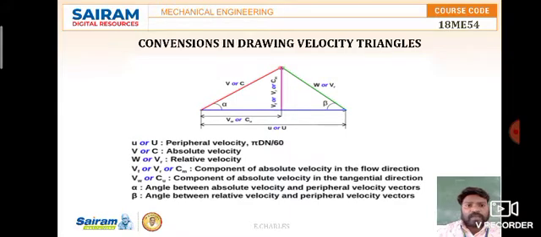Alpha is the angle between absolute velocity and peripheral velocity. Beta is the angle between relative velocity and peripheral velocity vectors. Okay, so these are the conventions that we have to take care of in drawing these velocity triangles.